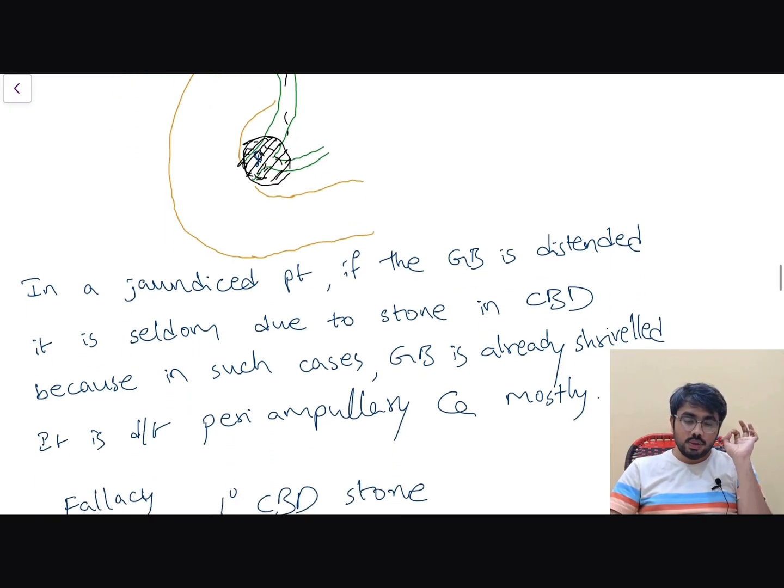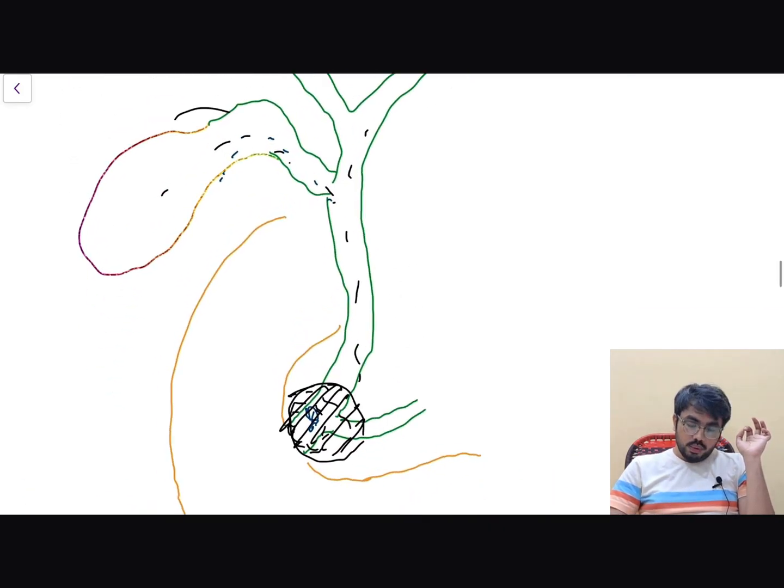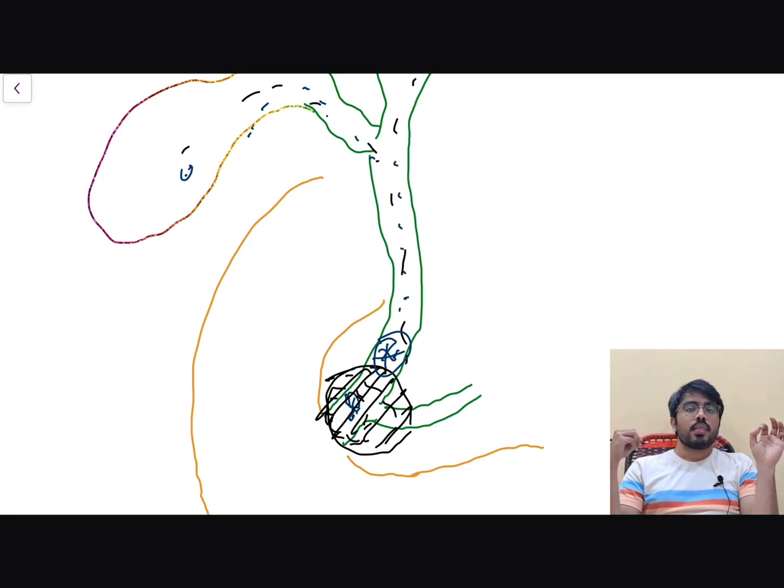But there is a fallacy to Courvoisier's law. What is that? Primary CBD stone. Suppose there is a stone which has formed directly in the CBD. What happens if there is a stone formation directly in the CBD? It has not formed in the gallbladder. It has directly formed in the common bile duct. Now what happens? Similar to the periampullary cancer, there will be collection of bile. Due to the collection of bile, will there be gallbladder distension? The answer is yes.